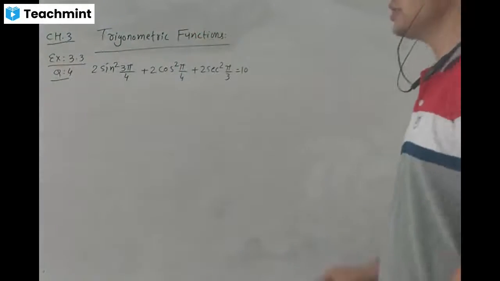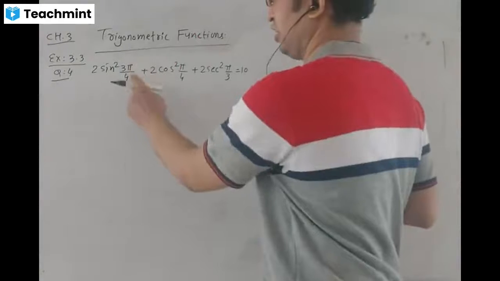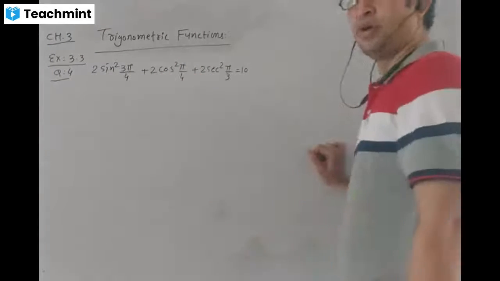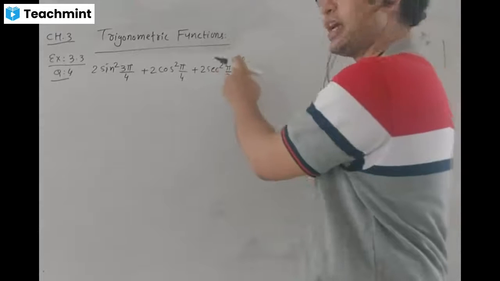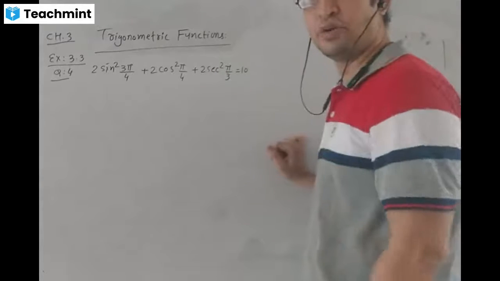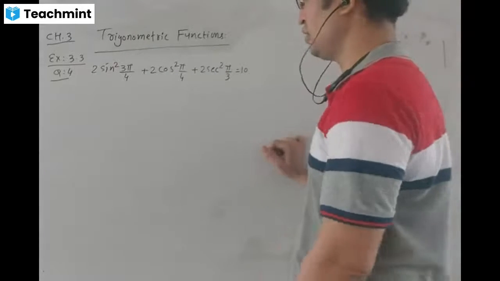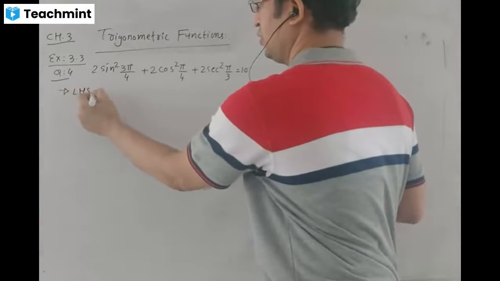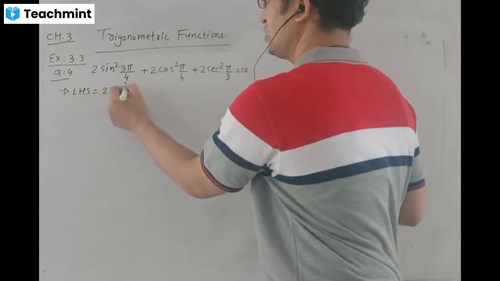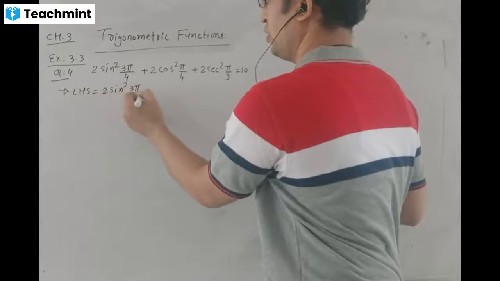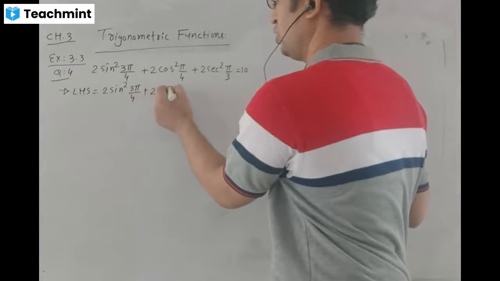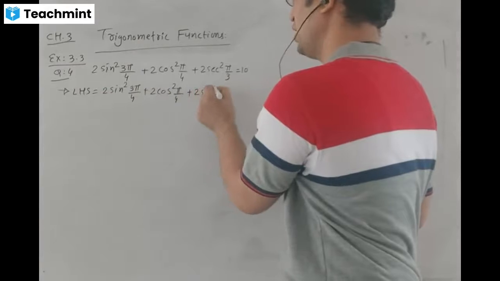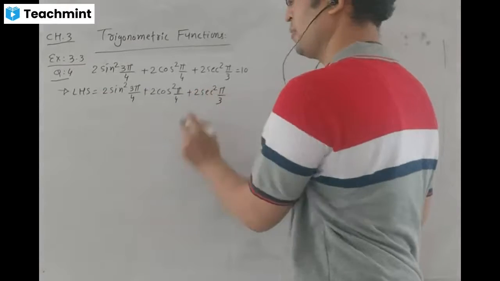Here the question is 2 sine square pi by 4 plus 2 cos square pi by 4 plus 2 sec square pi by 3, that is equal to 10. First we write the left hand side value: 2 sine square 3 pi by 4 plus 2 cos square pi by 4 plus 2 sec square pi by 3.